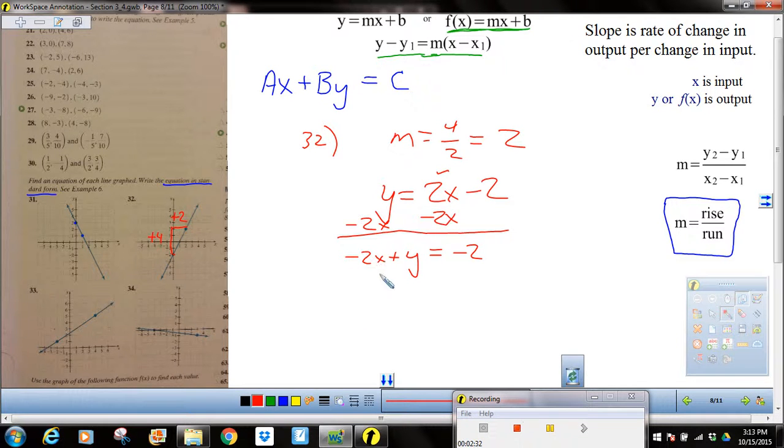Okay, let's check our conditions. The coefficients of x, y, and the constant are all integers, but we do have a negative in front, and we don't want to have a negative on the x term, so we're going to multiply through by -1. And that will give us positive 2x minus 1y equals positive 2. That will be this equation in standard form.